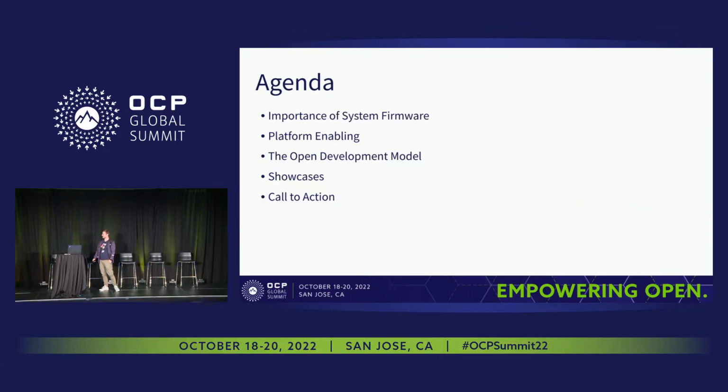Right. Okay, let's go through the agenda a little bit. First off, I'd like to spend a couple of words on the importance of system firmware. So why do you care, and why do we care, and why should you care if you don't really? About the platform enabling process, how do we enable platforms? What does the traditional model look like roughly, and how does that differ from the open model?